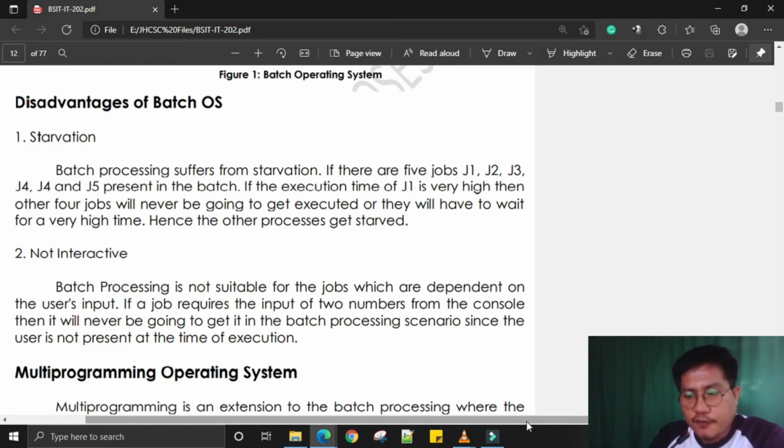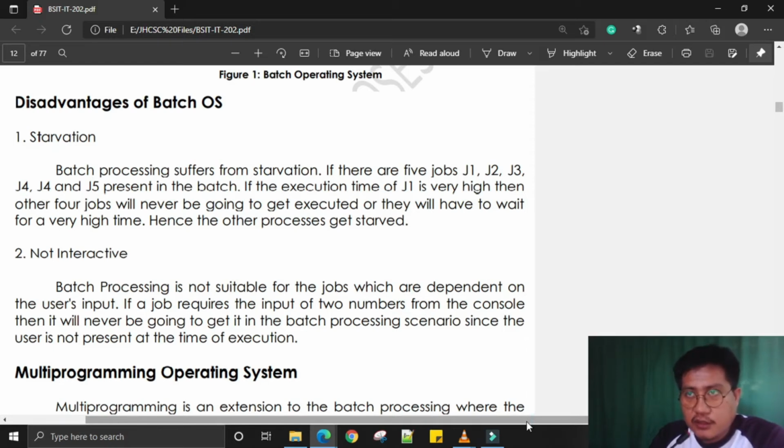So the first job runs for a longer time than the other jobs, so the other jobs have to wait. They will not be executed, or they will have to wait a longer time before being executed. And the second disadvantage of batch operating system is that it is not interactive.